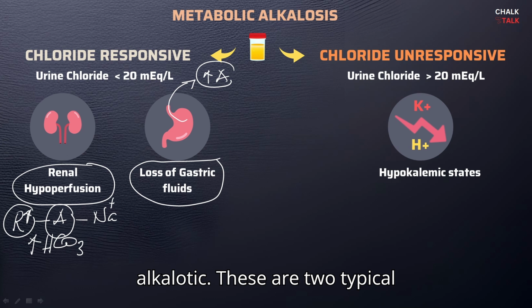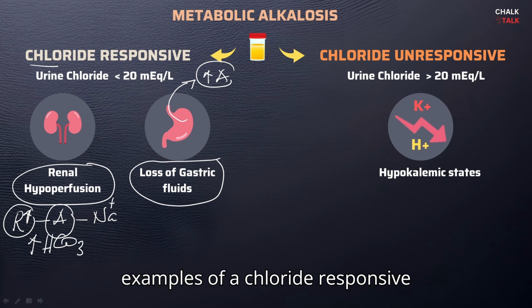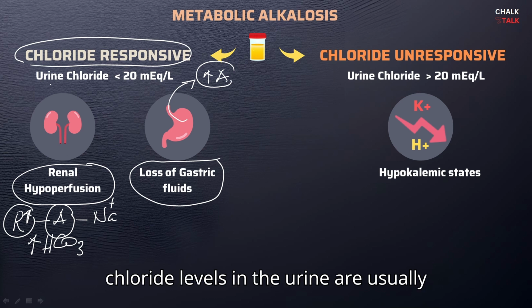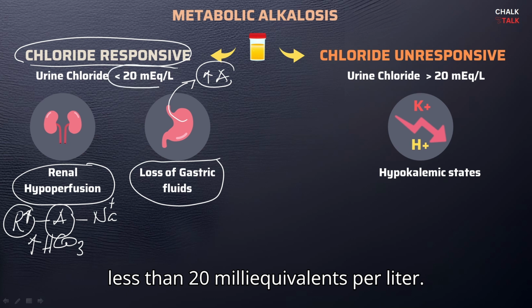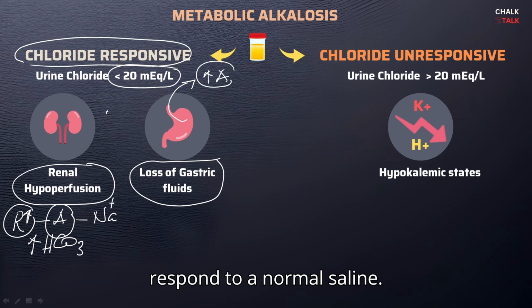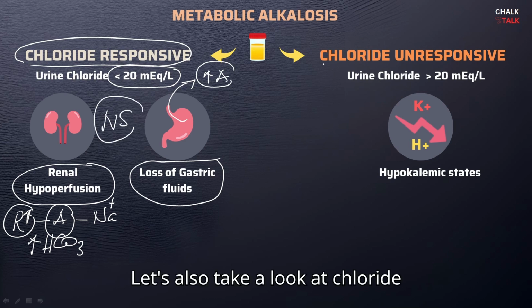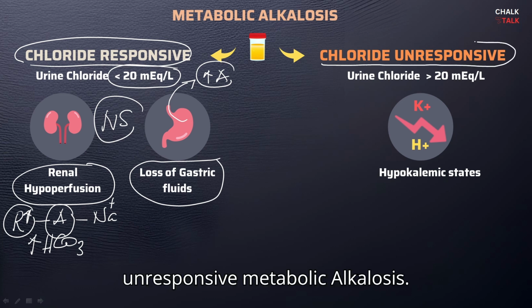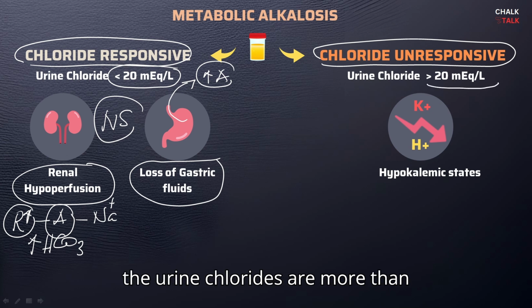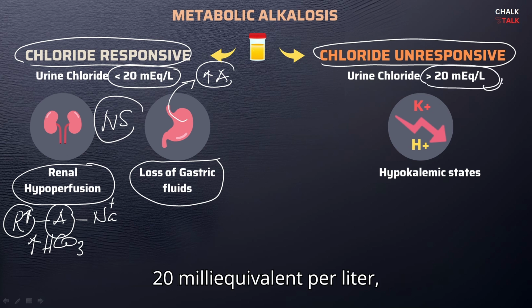These are two typical examples of a chloride responsive metabolic alkalosis, in which case the chloride levels in the urine are usually less than 20 milliequivalents per liter. Such types of metabolic alkalosis would respond to normal saline. Let's also take a look at chloride unresponsive metabolic alkalosis. So we are looking at a situation where the urine chlorides are more than 20 milliequivalents per liter.